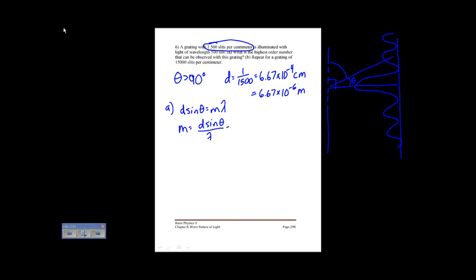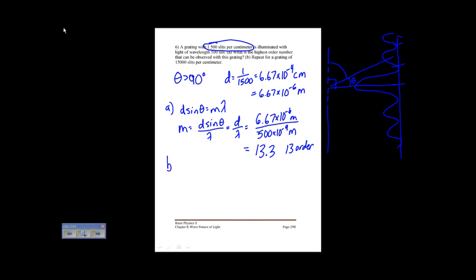As I said, we let theta equal 90 degrees, and the sine of 90 is 1, so this is going to be d over lambda, which is 6.67 times 10 to the minus 6 meters over lambda, which is 500 times 10 to the minus 9 meters, which gives me 13.3. That means that you see 13 orders. So I see 1, 2, 3, on up to 13.